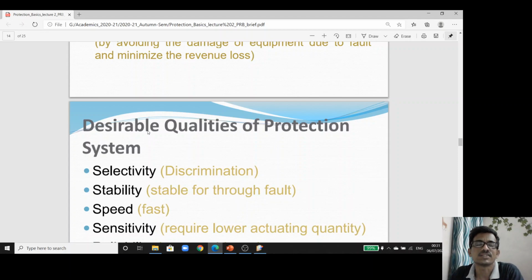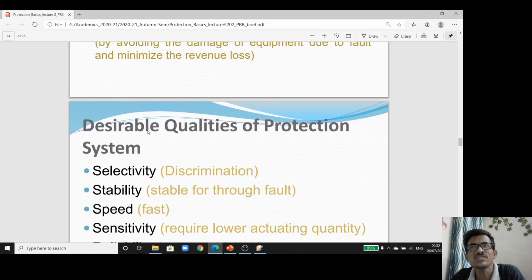Speed of operation. I don't need to explain it. Whenever a fault occurs, we expect our protection system to respond as fast as possible. Otherwise, if the response comes after say 1 hour, 2 hours, or any delay, then up to that time there would be large damage to the system, and there is no advantage in providing the protection. So we need our protection system to be as fast as possible.